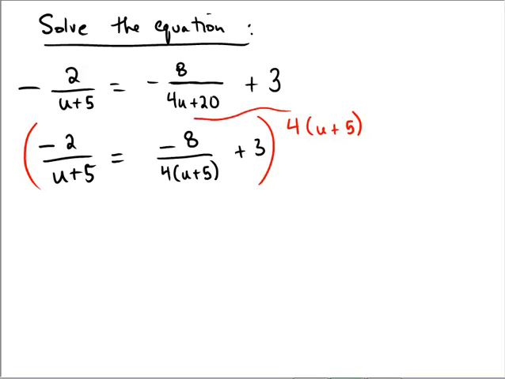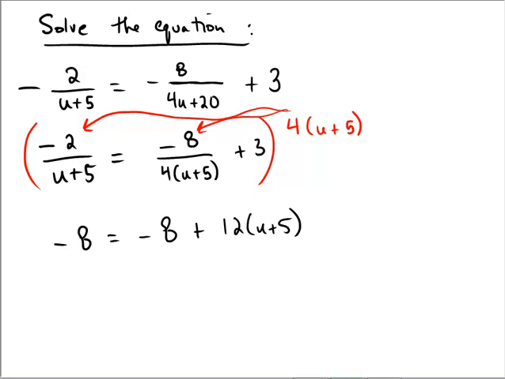So when I do this, on the left side of the equal sign, the u plus 5 and the u plus 5 would cancel, and -2 times 4 would leave you with -8. In the next spot, on the first spot on the right of the equal sign, the 4 and the u plus 5 would both cancel, and that would leave you with just a -8. And 3 times 4 is 12, and u plus 5. So notice I have distributed across all pieces.